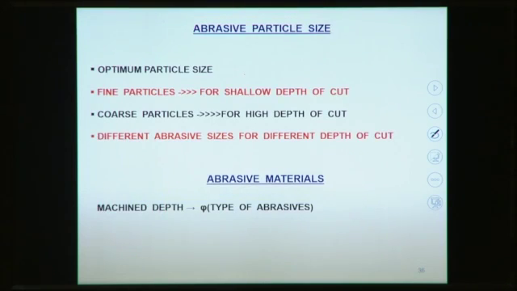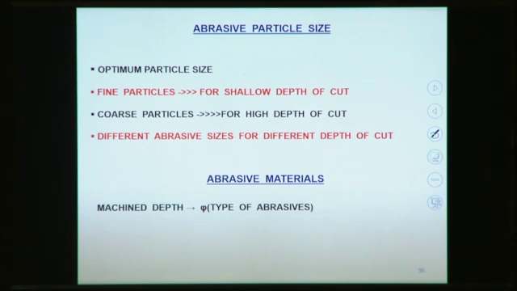So an optimal abrasive particle size is required, because when the abrasive particle size is more than this optimum particle size, it will clog the inner surface of the nozzle. Because the nozzle diameter is in the sub-micron range, if we increase the diameter of the abrasive particles, it will clog the internal surface of the nozzle. Fine particles are used for shallow depth of cut, and coarse particles are used for high depth of cut. So different abrasive sizes are used for different depths of cut, and these are optimized from preliminary experiments.